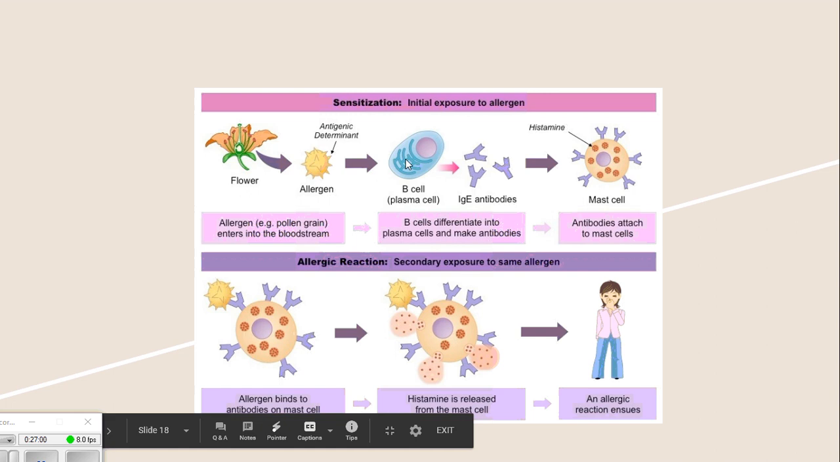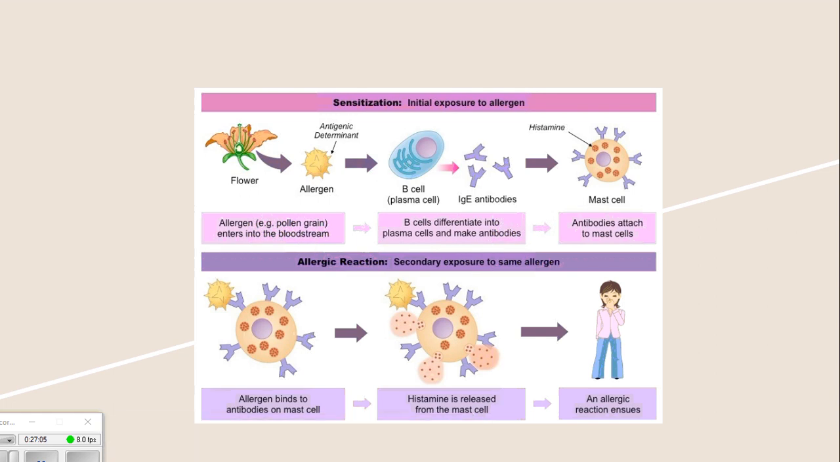So this diagram just runs through how sensitization will occur and how an allergic reaction occurs. So you have a flower here that gives off its pollen, which we'll say is an allergen. It has little proteins on its surface that our immune system might recognize as being harmful, but it's not actually harmful. Pollen isn't harmful. We generate an immune response to it, so we generate antibodies to it, and we generate a particular class of antibodies referred to as IgE antibodies.